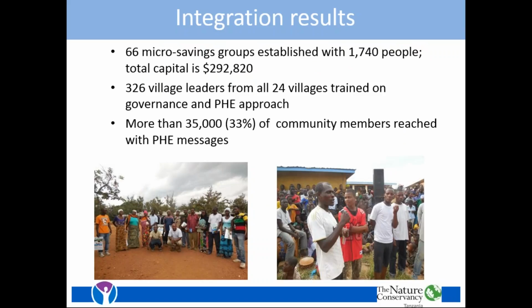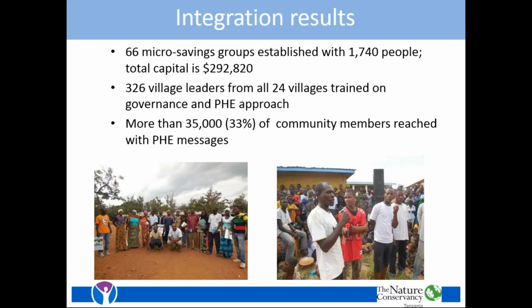Next slide, please. On other integration results, over 66 microfinance groups have been established with over 1,700 people as members, and they've raised close to $300,000 in total capital. These community conservation bank members are using loans to establish small businesses like soap making, beekeeping, and selling of fish.